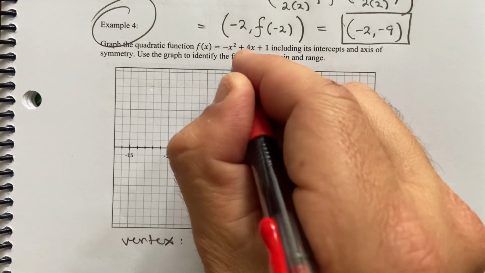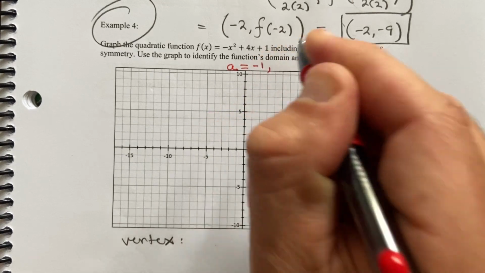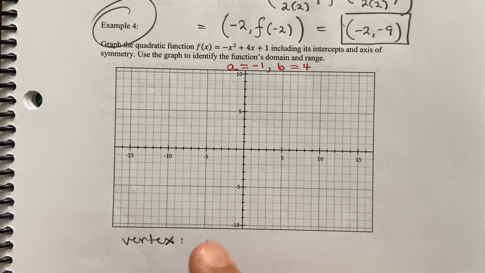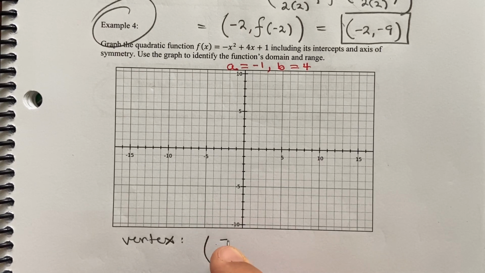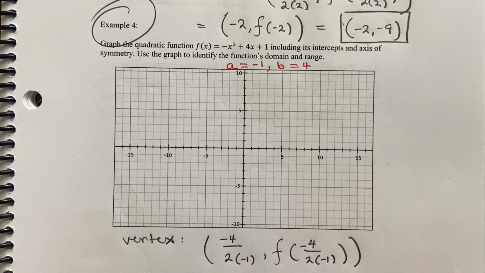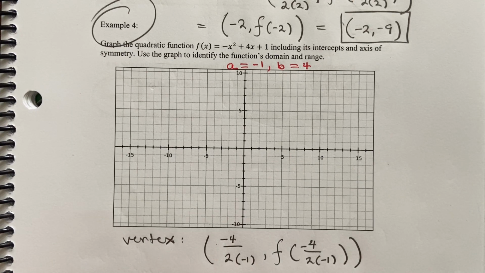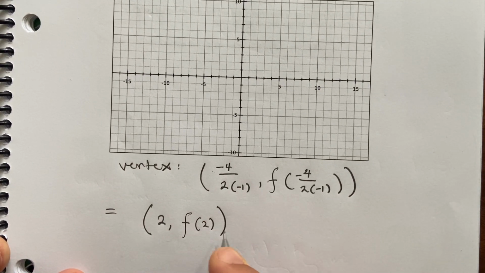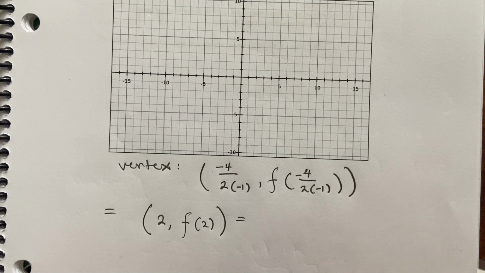I have, in this case, a of negative 1 and a b of 4. So the vertex will be at the opposite of b over 2 times a, and then f of the opposite of b over 2 times a. So in other words, simplifying this, we get negative 4 over negative 2 is 2. And then I need to find f of 2. This is all just for the vertex part.